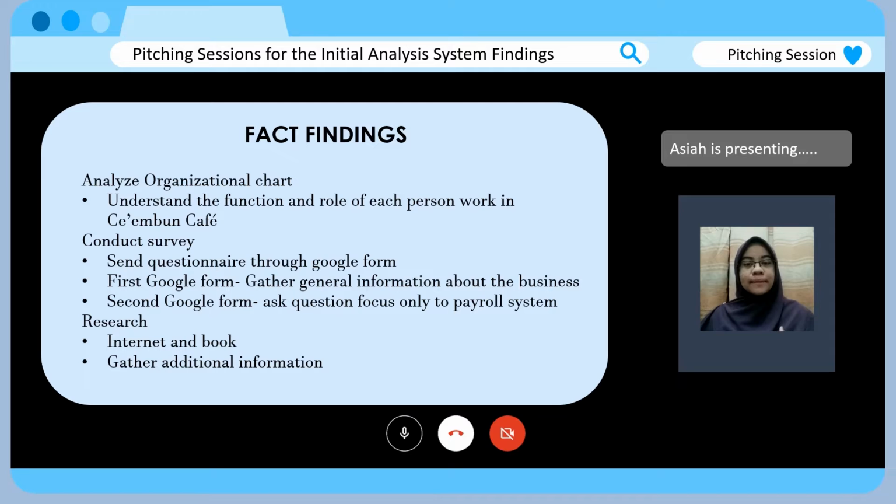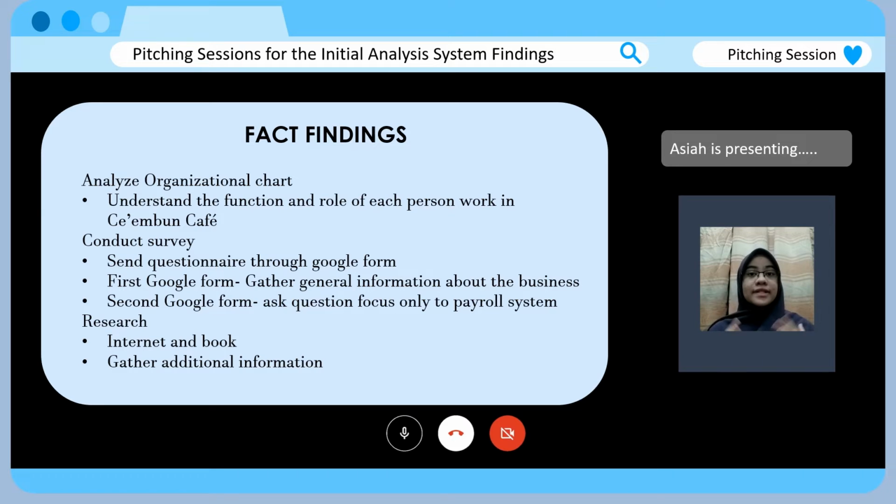Now I will explain about the fact-finding process. So there are several techniques that we use in the fact-finding process, which is the questionnaire and research. But first, we have to analyze the organization chart. So based on the organization chart, we can understand the function and role of each person working in the Chang Cafe, so that later we can know who we should refer to ask the question and guide us about their business.